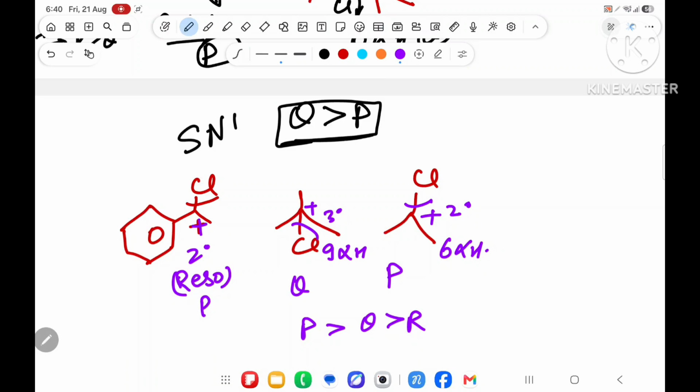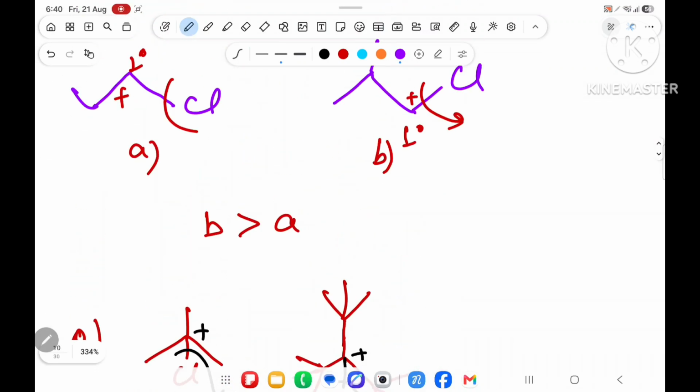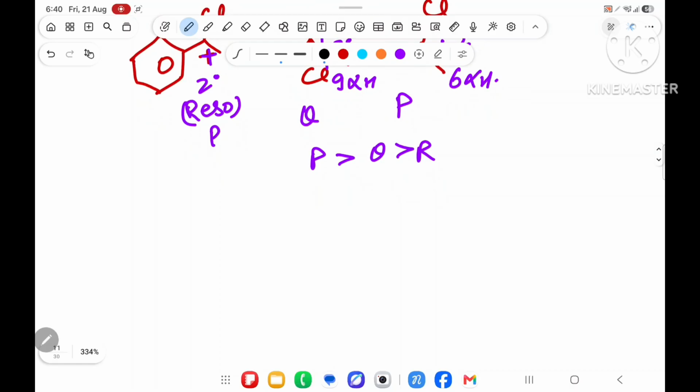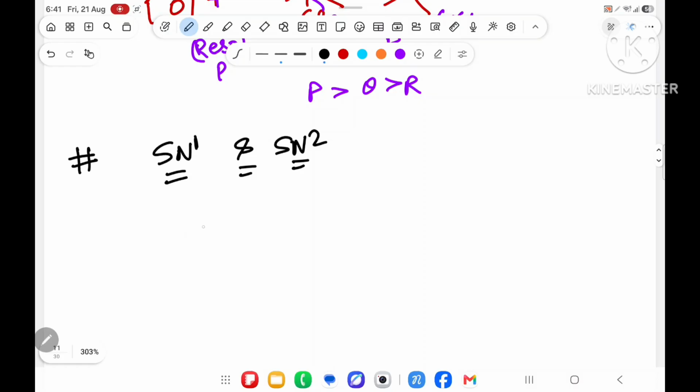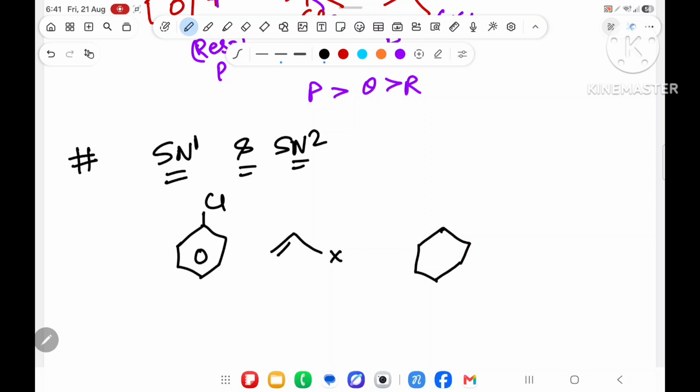Now come to the next part of the question. Once, if it is not understood, then a second time, then a third time. Over here lecture is there, but in the video lecture also I am trying to explain very well. Now if SN1 and SN2 are being asked anywhere, and they have given the compound like this, or like this, or like this. 3 compounds they have given.